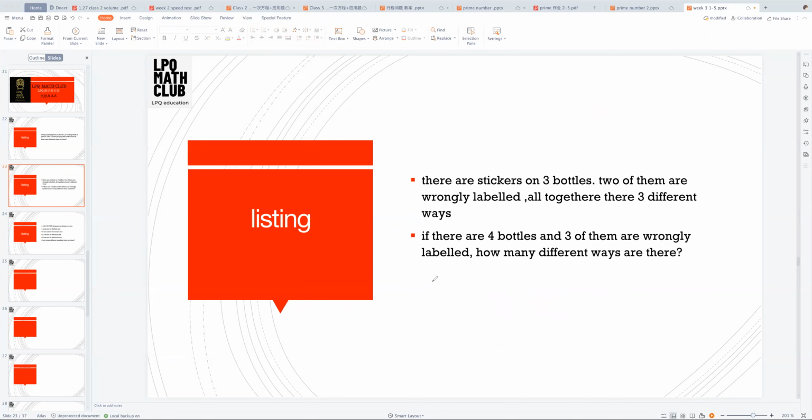So now if the question changes to 4 bottles, let's make it Coke, water, milk, and juice, and 3 of them are wrongly labeled. Let's take a look at this one. How many different ways are there? Some students will say there are also 4 different ways, because with 3 bottles and 2 of them wrongly labeled you have 3, then with 4 bottles, 3 of them wrongly labeled, it must be 4. Let's take a look at this one.